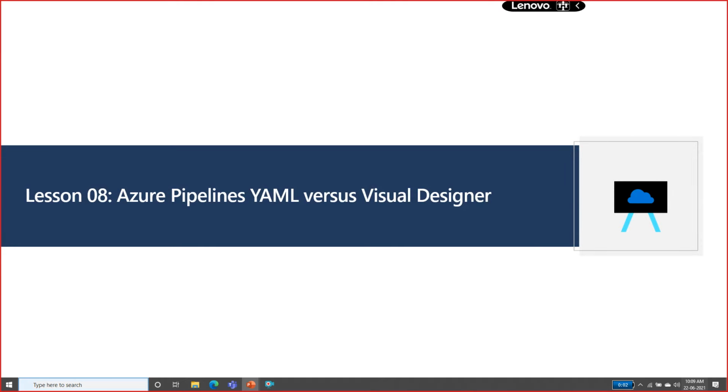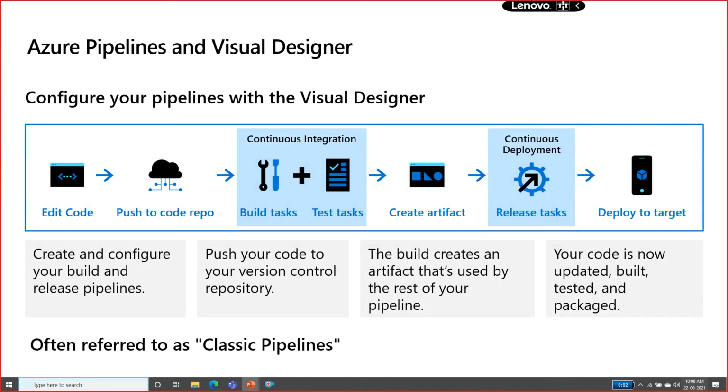So this is a YAML coding level you will be able to do. So how does the pipeline look? If you are talking about the older way of designing the pipeline, we have two ways. One is the classic, and another is the YAML way of deployment. If you are using the classic way, you can see it highlighted here. So this is the classic pipeline.